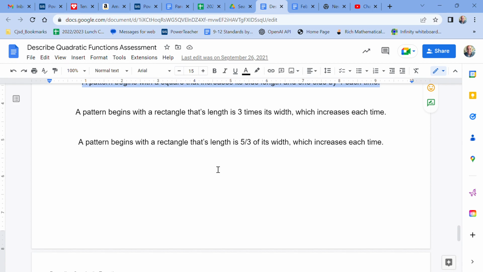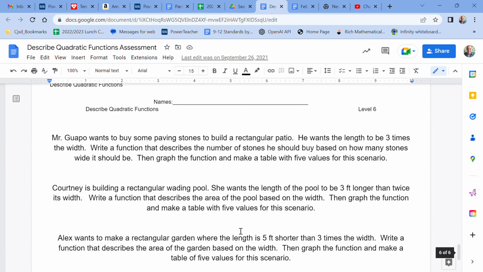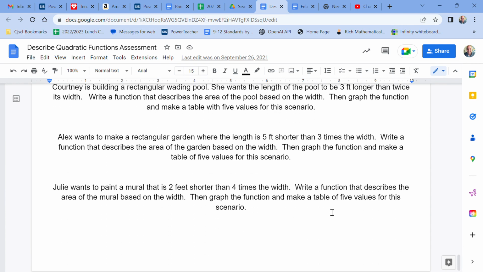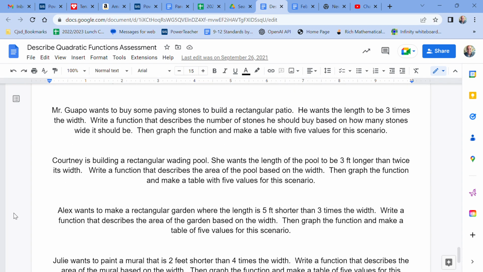You got to kind of read through them and try to figure out what each one of these are and write their functions. The last one is level 6 is story problems. So maybe I'll do one of these right here. Let's do one more. And so here we go.